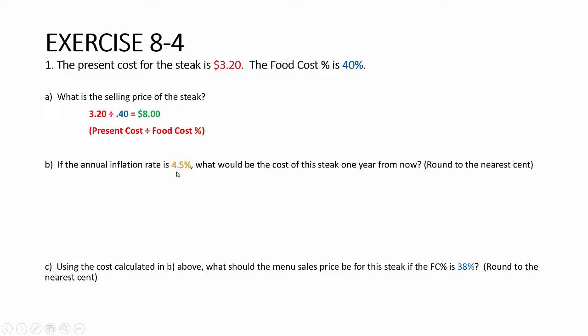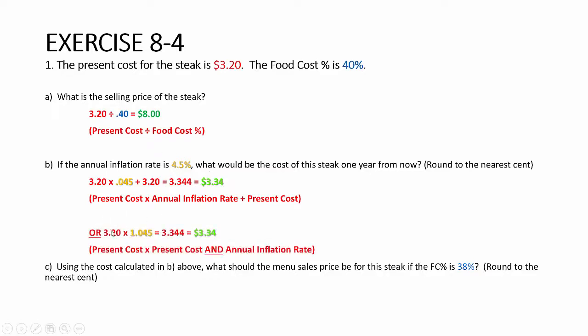If the annual inflation rate is 4.5%, what would the cost of this steak be 1 year from now? And we want to round this off to the nearest cent. In other words, we have to add 4.5% to our cost of $3.20. Let's take a look at how we do that. There's our cost of $3.20. We multiply it by 4.5% and add it back to the $3.20 to give us a new cost of $3.34. You can see that we've gone from $3.20 to $3.34. That's the difference in inflation rate.